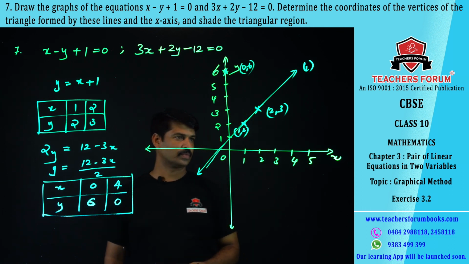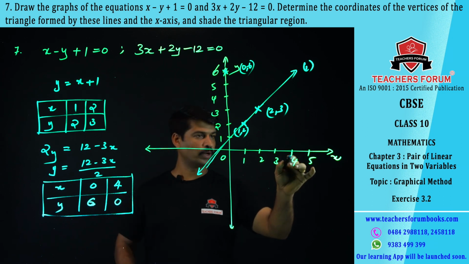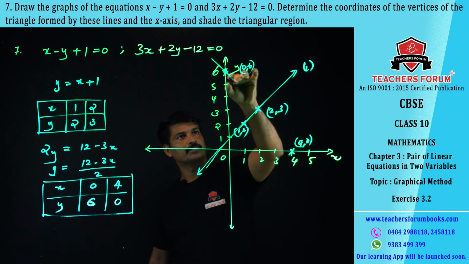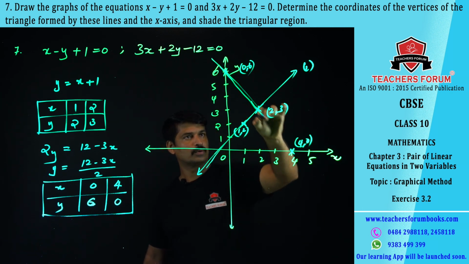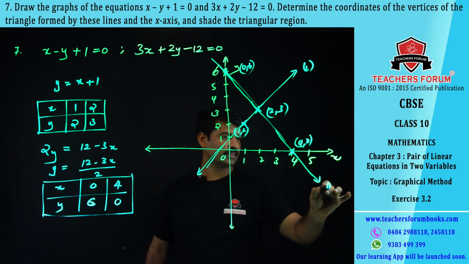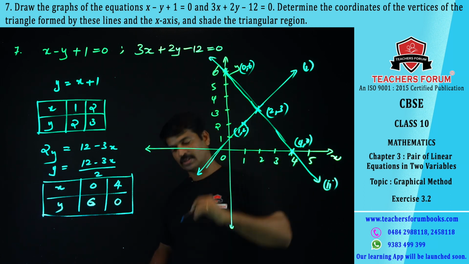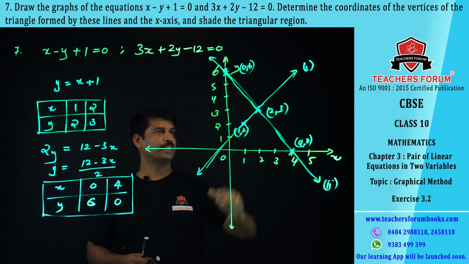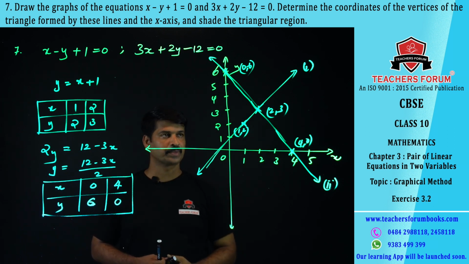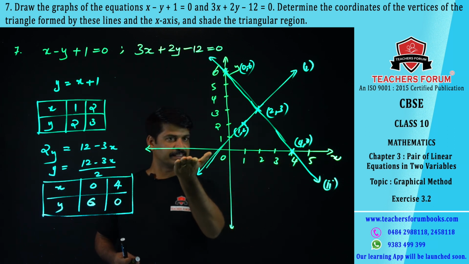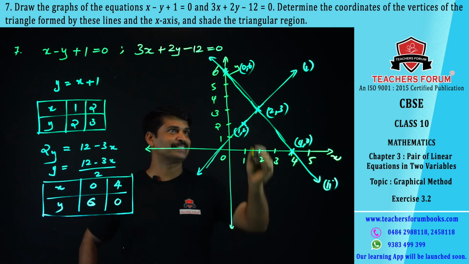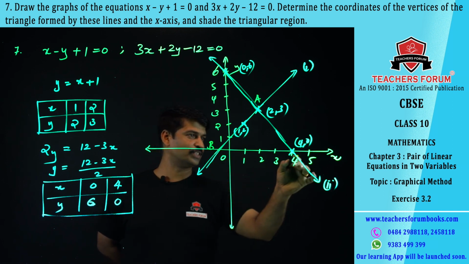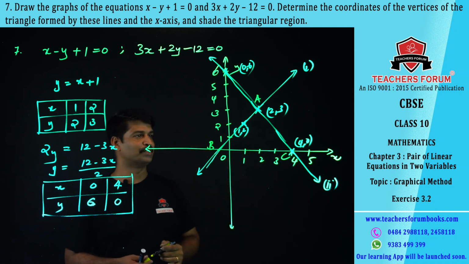Now 4, 0. X is 4, y is 0. So this is the point 4, 0. Now let us draw the graph passing through 4, 0. So this is the graph for the second one. Now you see the given two graphs meet together at the point 2, 3, and along with x-axis it forms a triangle. Let us name the triangle A, B, C. So we got a triangle ABC.